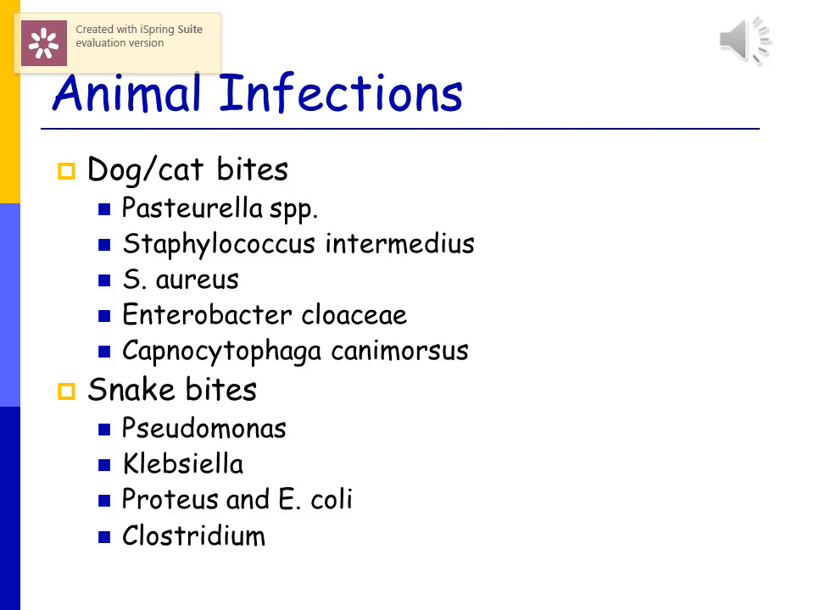For animal infections such as dog and cat bites, Pasteurella multocida is going to be your more common one, but you can get a staph species that's common in animals, Staphylococcus intermedius. You can also get Staph aureus, Enterobacter, and Capnocytophaga canimorsus. For snake bites, you can have Pseudomonas, Klebsiella, Proteus, E. coli, Clostridium. So there's several organisms that can be found in snakes.